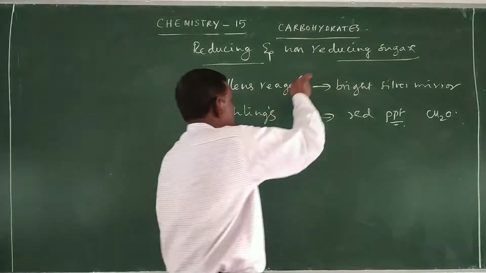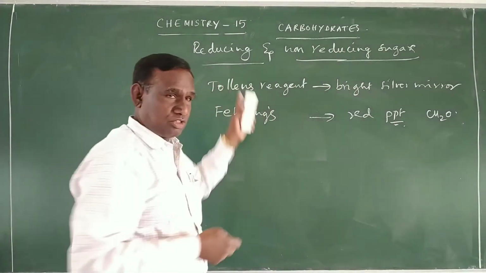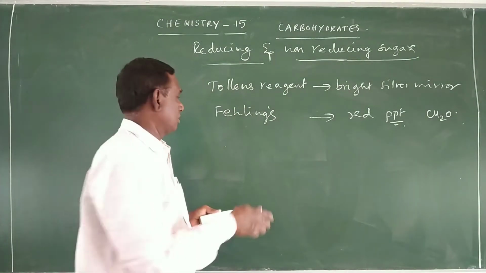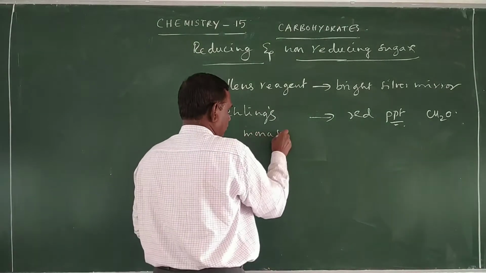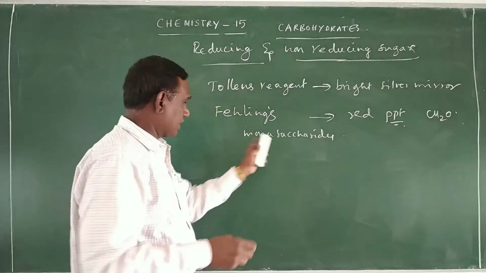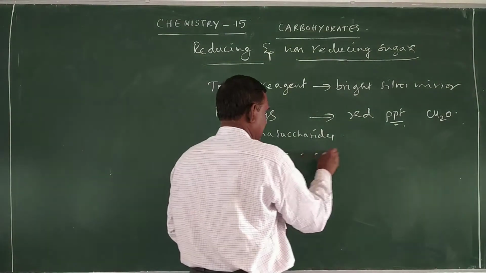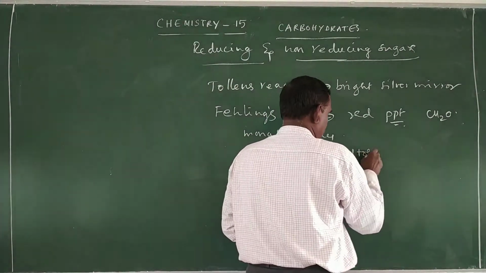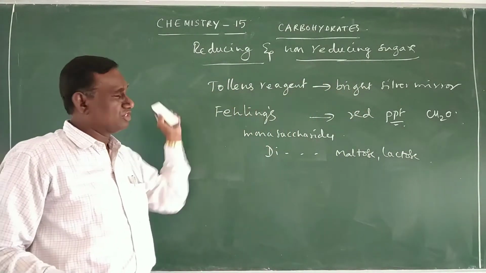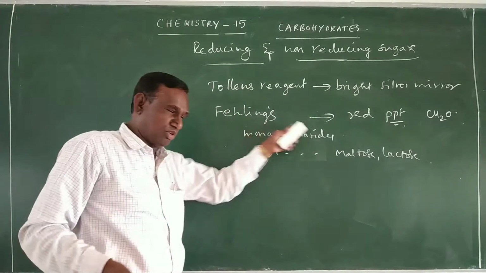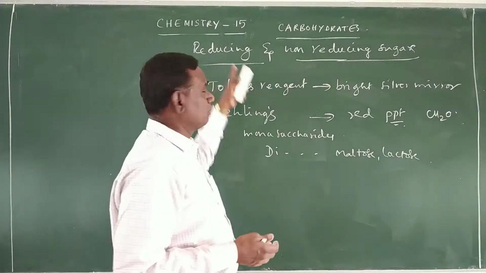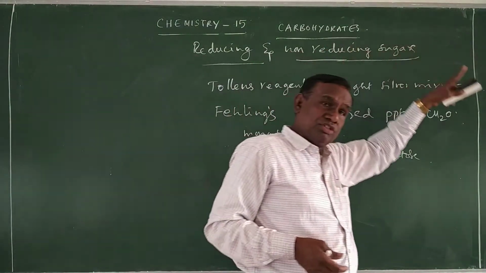Okay. So now coming to non-reducing sugars. First, examples of reducing sugars are monosaccharides like glucose, fructose, galactose. Disaccharides like maltose and lactose, not sucrose. You should not give the example of sucrose. It is a non-reducing sugar. Therefore all monosaccharides, disaccharides like maltose and lactose, and all polysaccharides are reducing sugars.